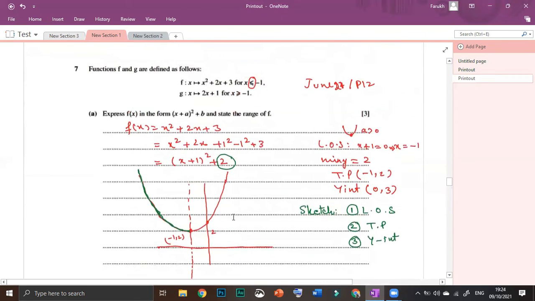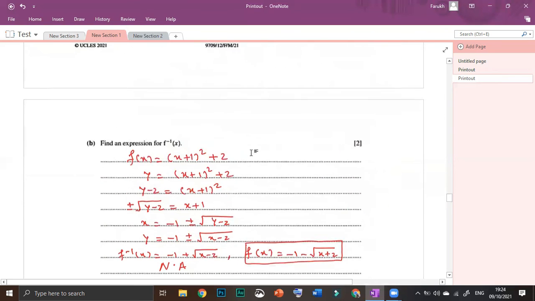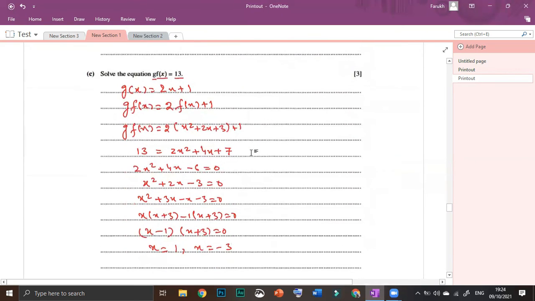Now we have two answers. One is x is equal to 1, other one is x is equal to minus 3. Now we will look at this function g f of x. First of all, we will put x is equal to 1. We will find out the value of f of x. Then we will put the final answer into g.